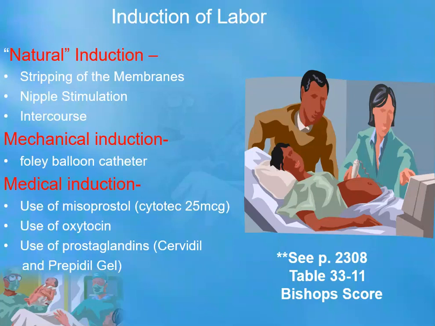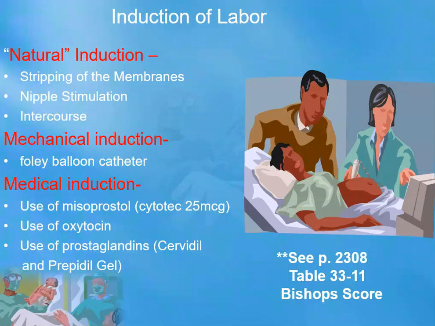Okay, nipple stimulation. Well, we talked about this with the contraction stress test. What that does is it causes the uterus to contract because it releases oxytocin, mom's natural oxytocin in her body. So nipple stimulation is another way.